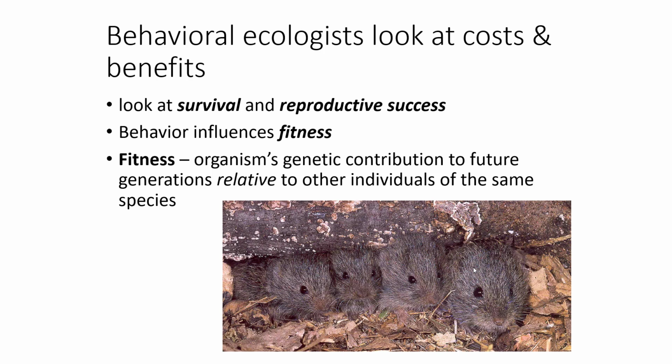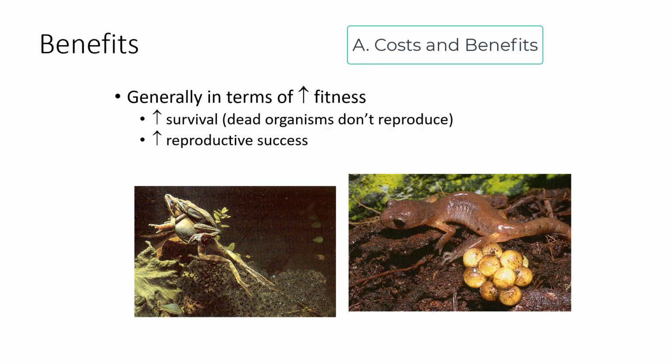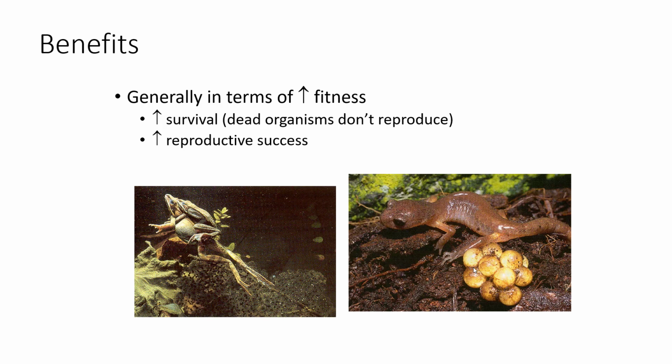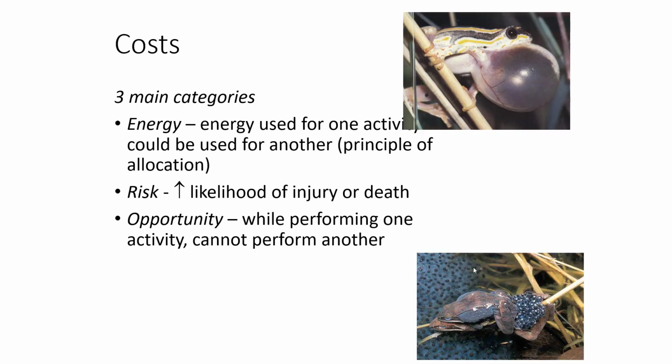So how does one increase their fitness by optimal behaviors? Well, a measure of costs and benefits. First, benefits are usually in terms of fitness. There's more survival and more reproductive success. Costs, 3 main categories. Energy: if you're using energy for one activity and you could be doing something else at the time, that's principle of allocation. Every organism has only so much energy. Risk: the increased likelihood of injury or death. This frog that is calling is taking on a risk of being found by a predator in the hope for an opportunity to get to mate. Also, there's opportunity: while performing one activity like feeding, an organism cannot perform another like mating.